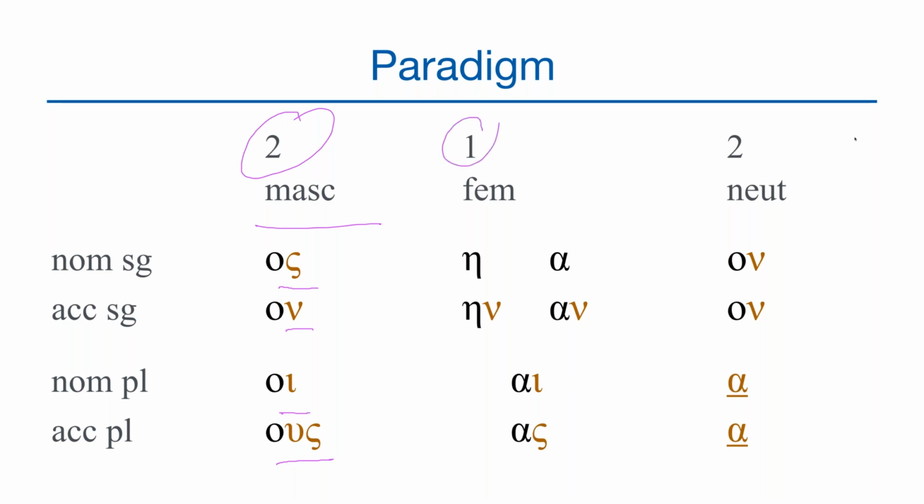For first declension feminine, the nominative singular ending is actually nothing. Okay, it's just the stem. So it's nothing, nu, iota, sigma. For the second declension neuter, it's nu, nu, alpha, alpha.